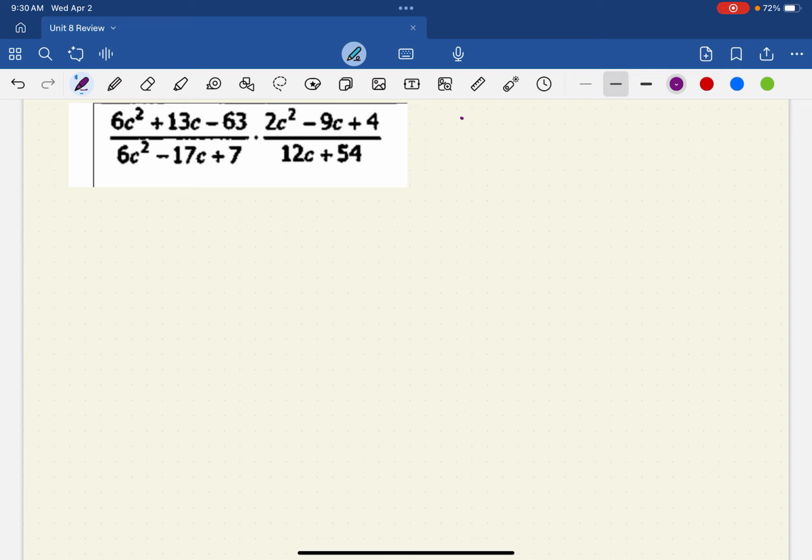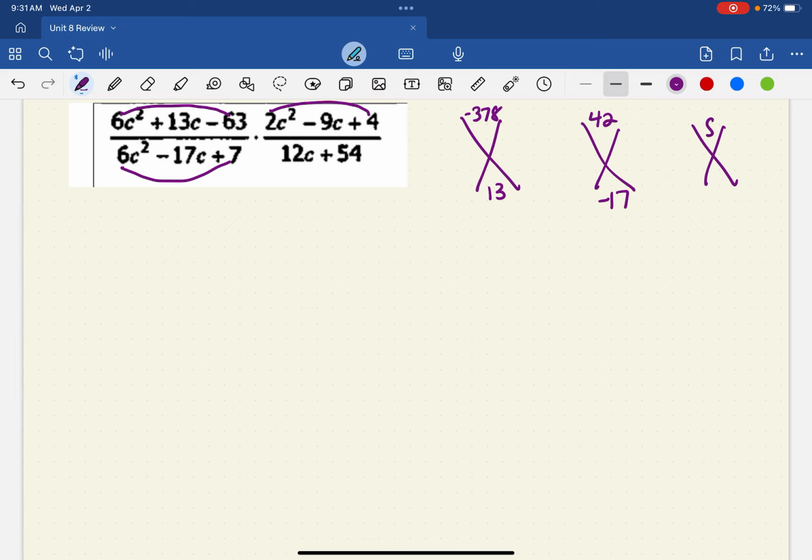Let's make 3 x's and handle all of these trinomials first. So remember, it is a times c. So 6 times negative 63 is going to be negative 378. 13 on bottom. Next one, 6 times 7 is 42. Negative 17 on bottom. Next one, 2 times 4 is 8. Negative 9 on bottom. And then I'll do the 12c plus 54 in a minute.